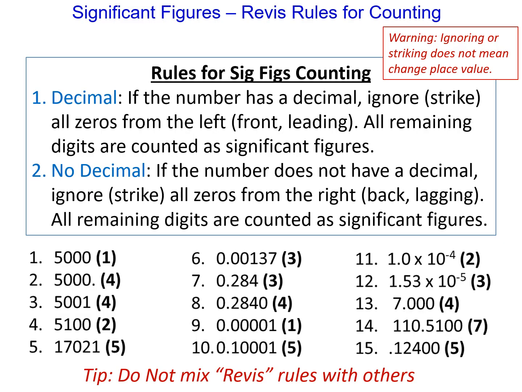Rules for counting sig figs. There are only two rules that I use. One is called the decimal rule and one is called the no decimal rule. Warning, do not mix these rules with others.